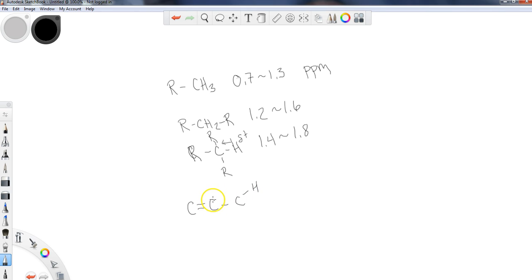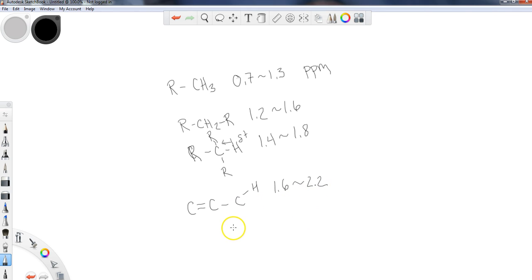So not a hydrogen directly on the alkene, but a hydrogen one carbon away from an alkene, because this is an electron withdrawing group to a slight extent. I wouldn't say to a great extent at all. And if we got here, we'd say we're probably 1.6 to maybe 2.2 or around there.